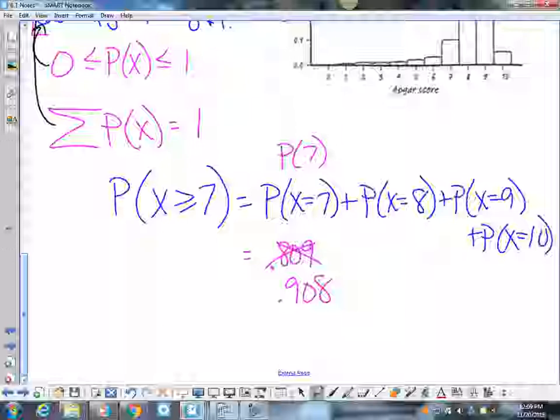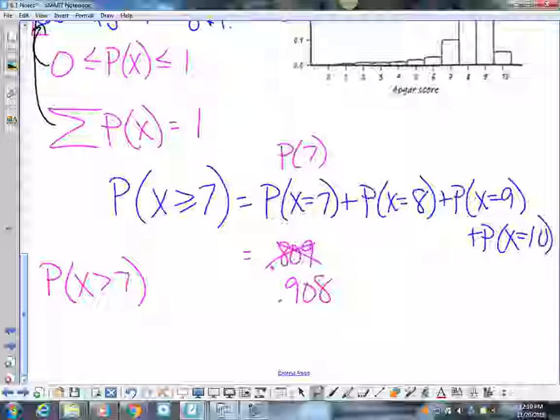Everybody okay? Okay. What if I said, so I'm sorry, what is it? There's a 90.8% chance of what? Of a randomly selected baby is healthy. What if I asked for this? Put that in English.